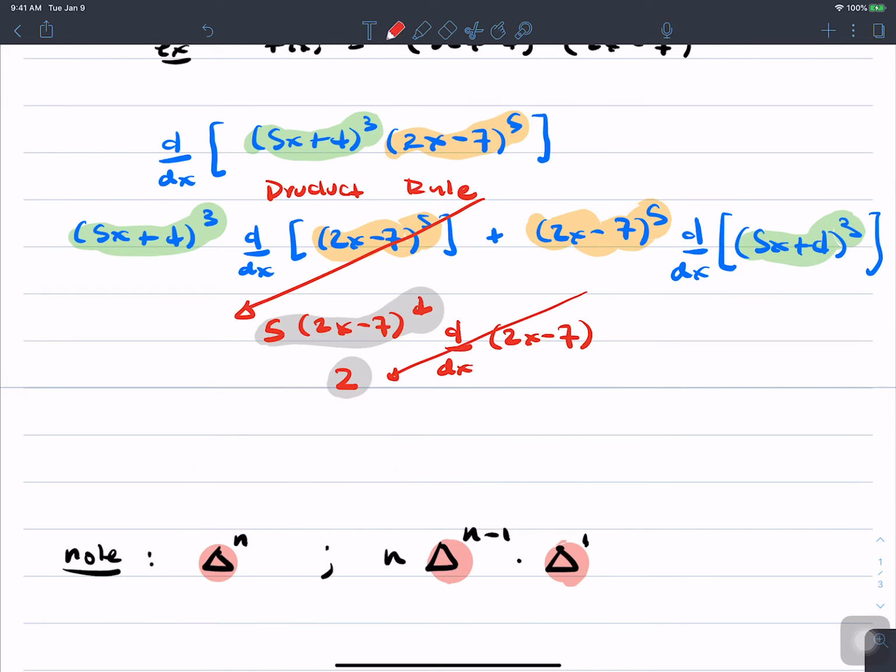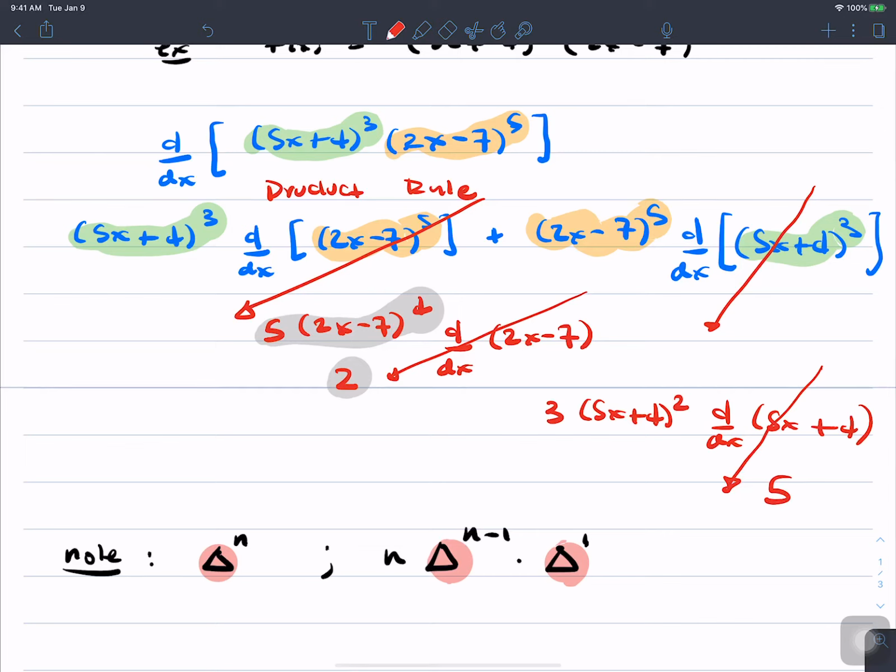Over here now, power rule says 3, 5x plus 4 squared times the derivative of 5x plus 4. Okay, I'm going to move that out of the way. And your derivative of 5x plus 4 is just 5.